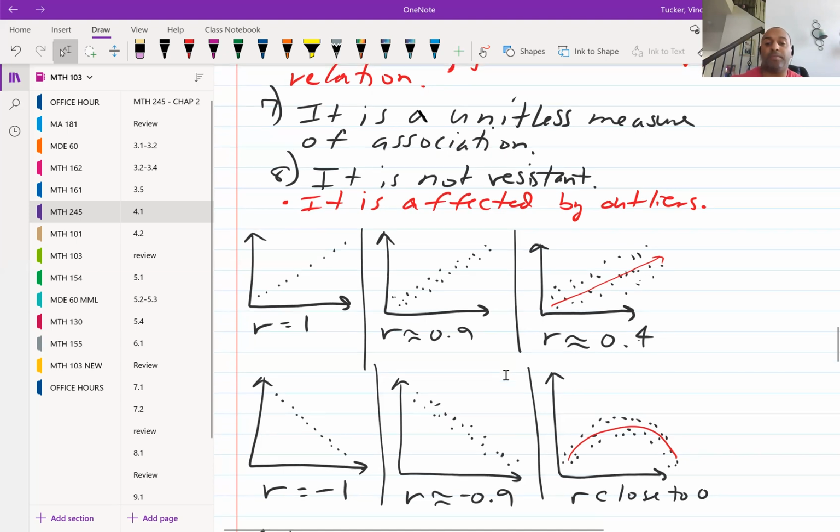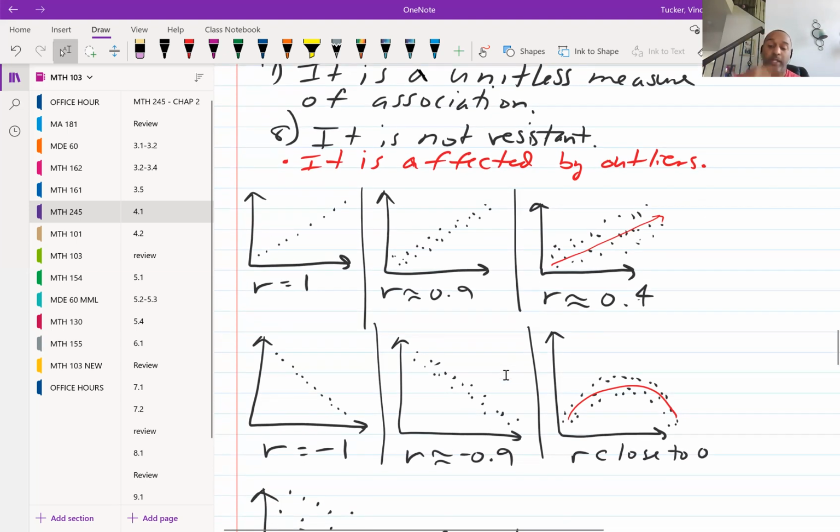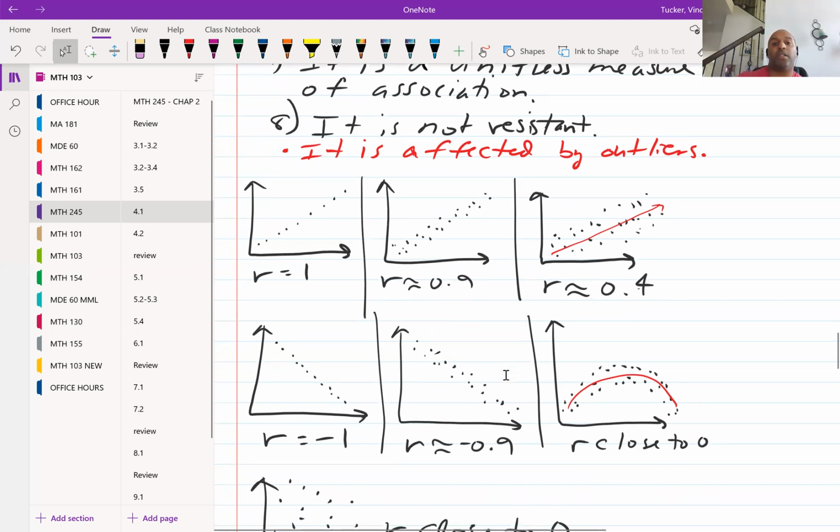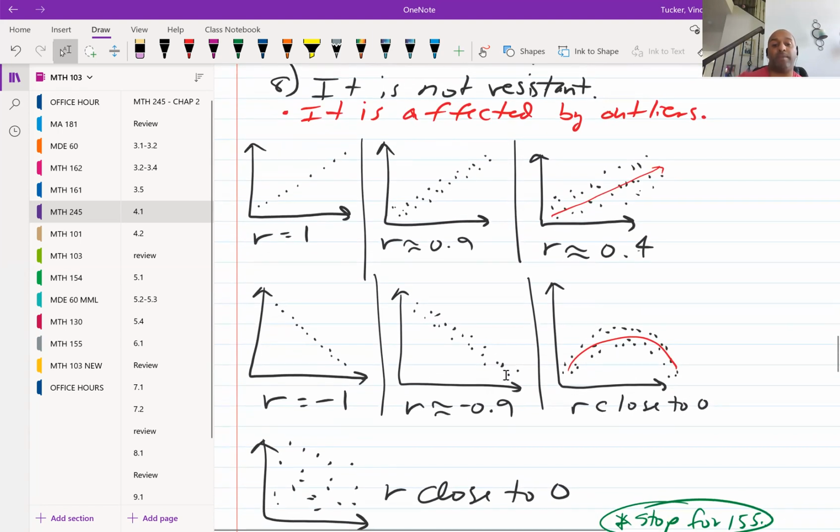That sixth one, R is close to 0. Notice there is a pattern there. It's just not a linear pattern. So R is going to be close to 0. And then the same thing happens for that last one. There's no pattern at all, but R is still close to 0.